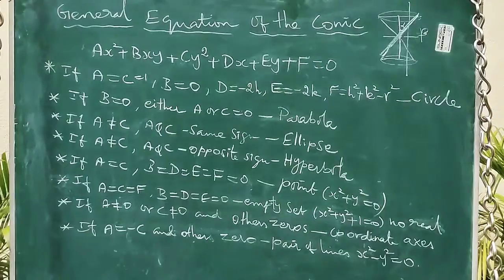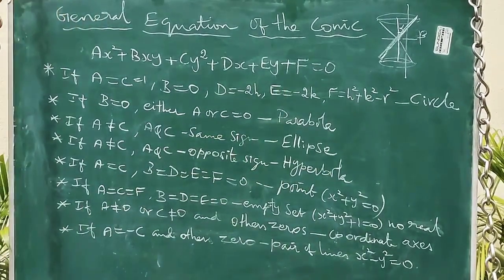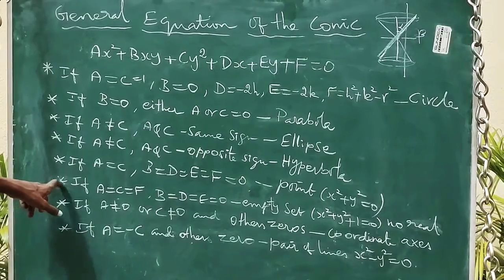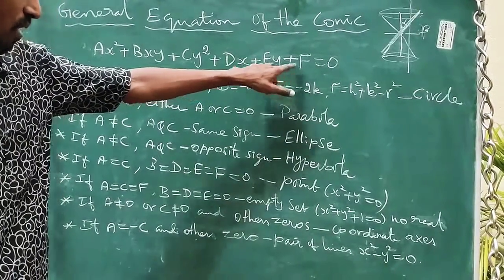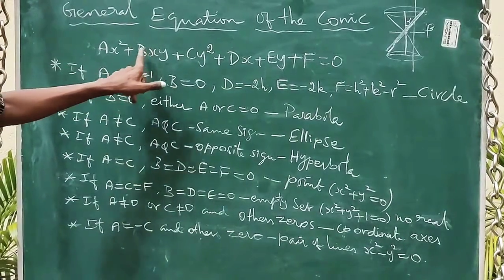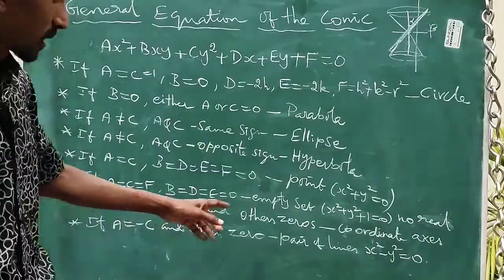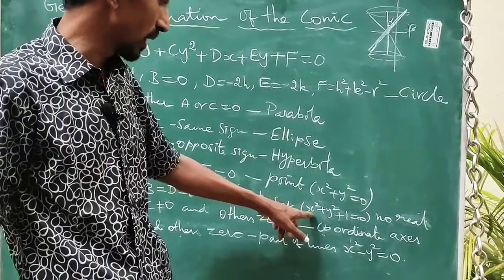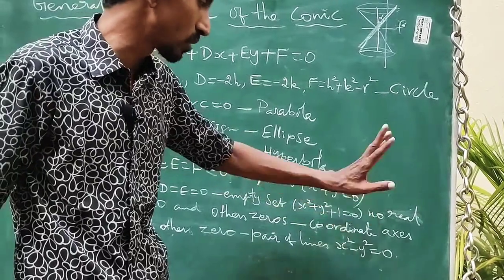Fifth one, if A equal to C and all the other values B, D, E, F become 0, it represents a point or a point circle, x square plus y square equal to 0. Sixth one, A, C and the constant term F, all the three are equal and the remaining three B, D, E become 0. It denotes an empty set. It may be represented by the equation x square plus y square plus 1 equal to 0. Here we have no real solution.